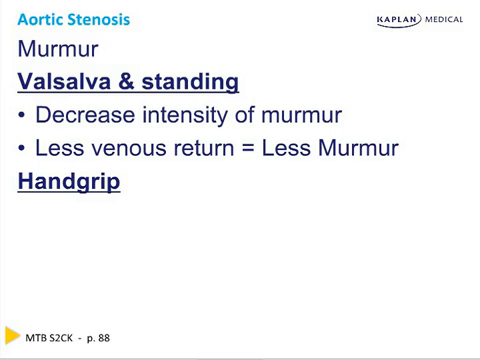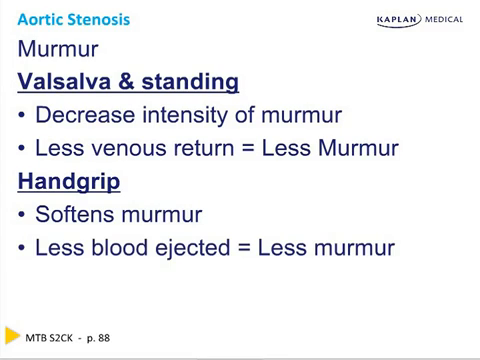Hand grip. Its effect upon the heart is to increase afterload. In aortic stenosis it softens the murmur. Make it hard for blood to get out of the heart. Less blood ejected, less murmur. Hand grip does not increase venous return. You squeeze on something, and I compress the arteries of the arm, and it makes it hard for blood to get out. Increased afterload, less blood comes out, less murmur.